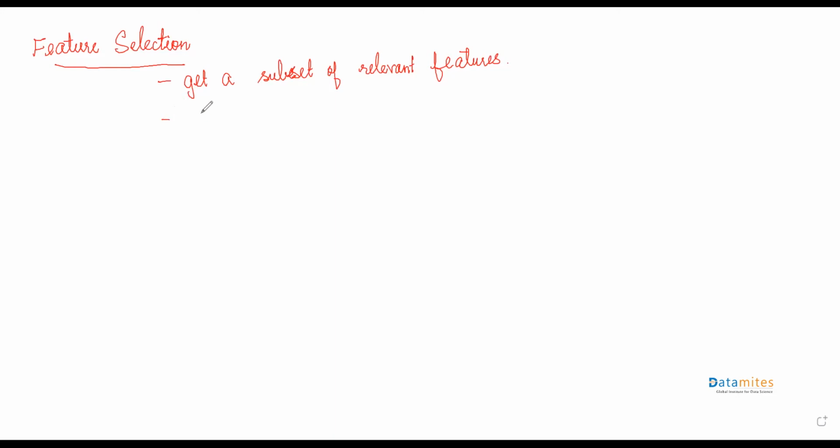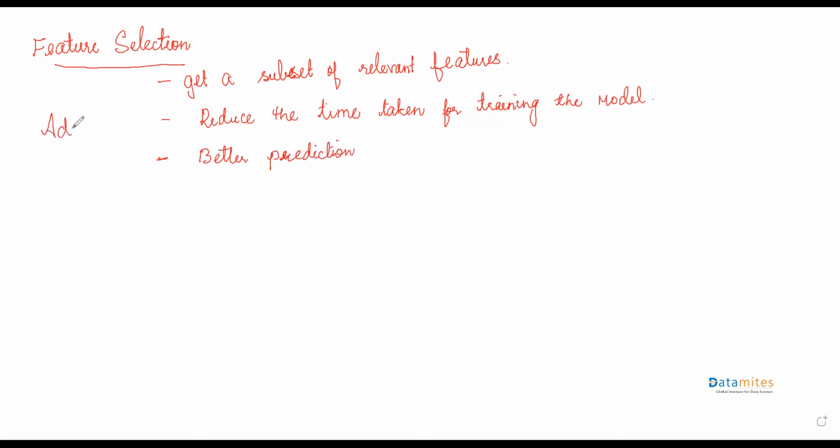You're going to reduce the time taken for training the model. And when you remove the redundant data, you get a better result or better prediction. These are the advantages of doing feature selection. You can reduce overfitting, and you can reduce the complexity of the model.